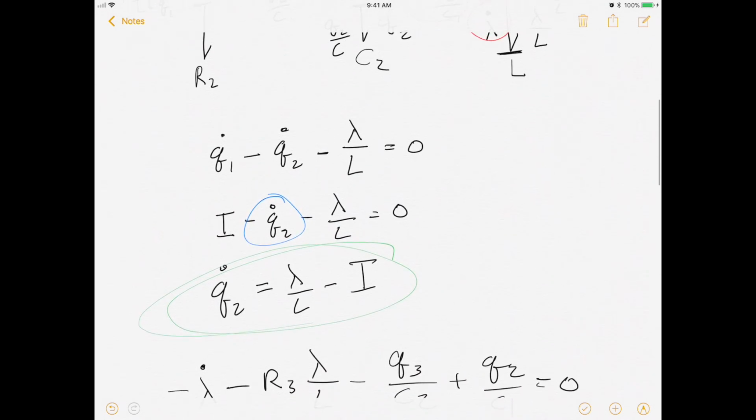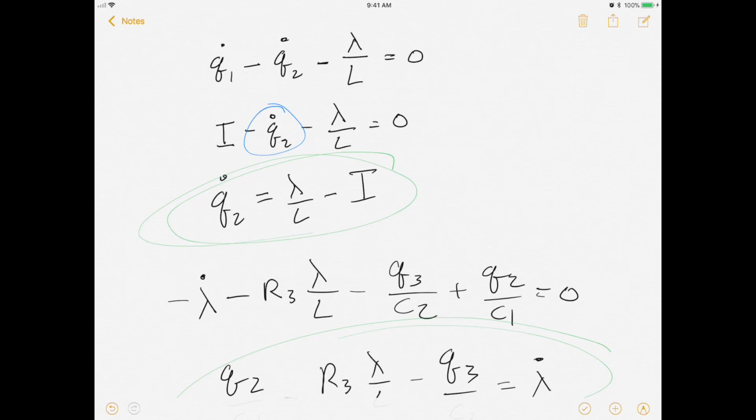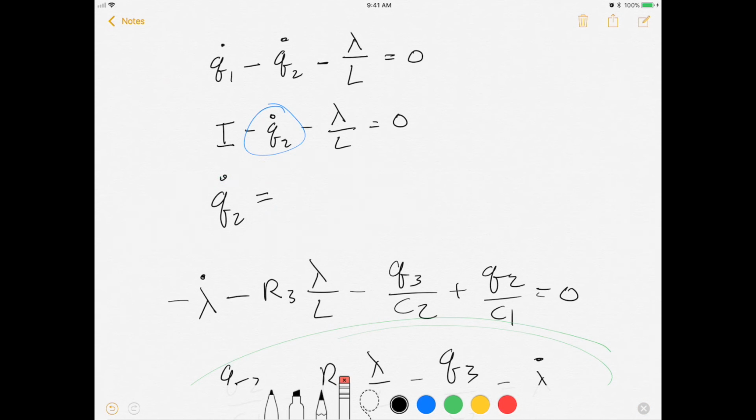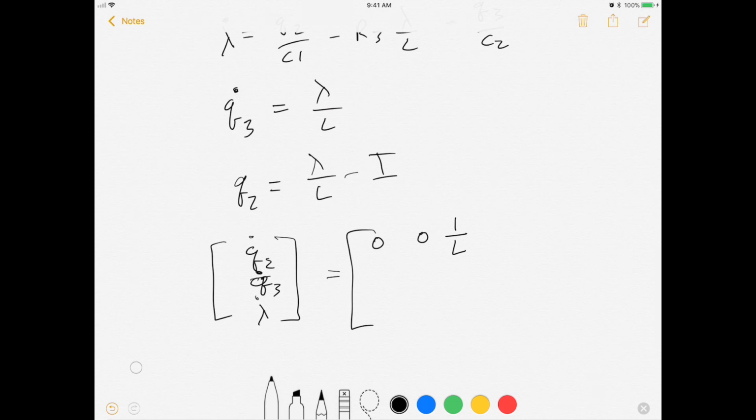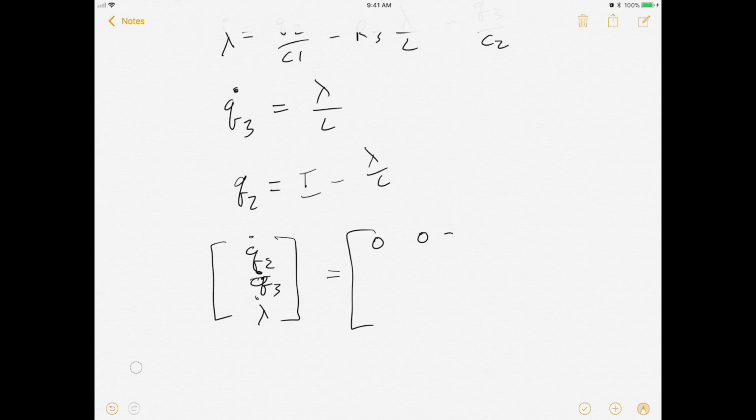And I might have done the math wrong here a little bit. I did the math wrong here, right? Solving for Q2, when you look at it, it's going to be negative minus I. So we need to actually switch that out to Q2 dot is equal to I minus lambda over L. So we need to actually switch these out right here, which is going to be equal I minus lambda over L. Right? These things are hard, right? And we need to keep track of them. So 1 over L, negative 1 over L right there.